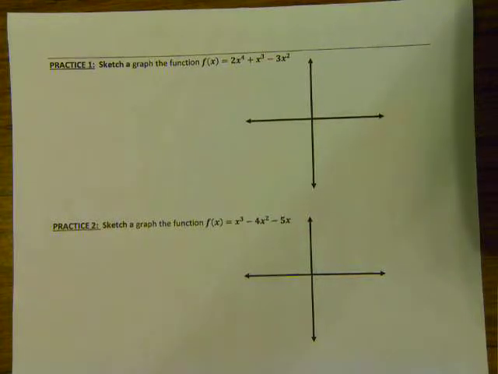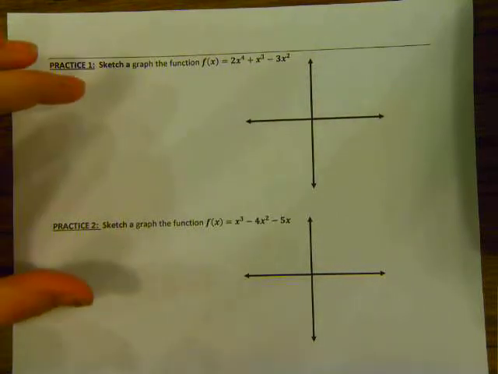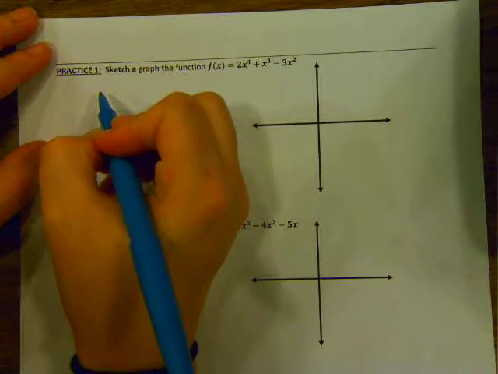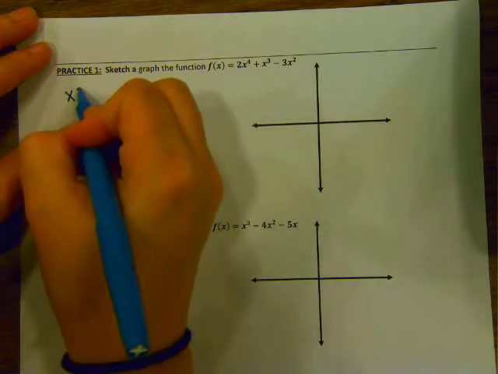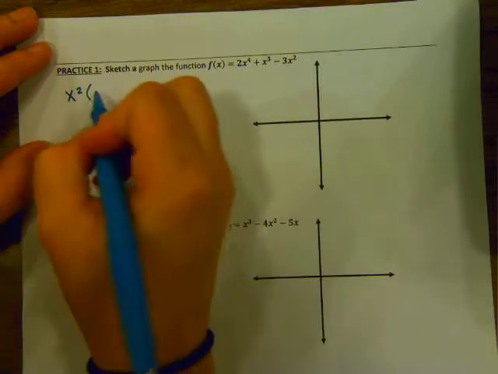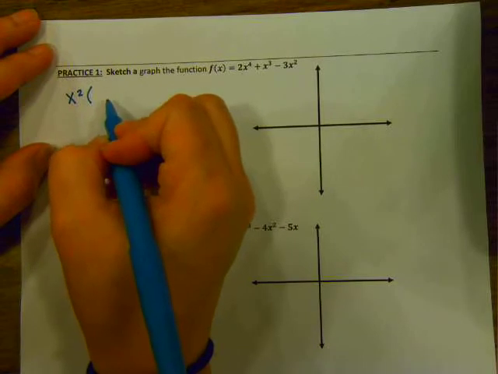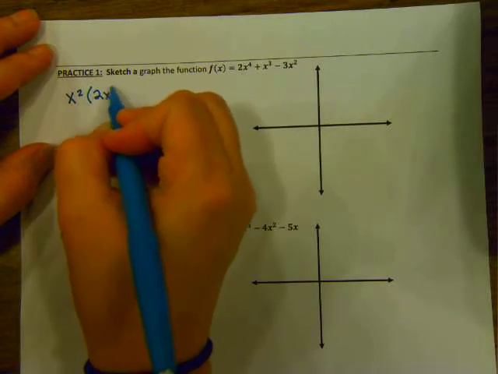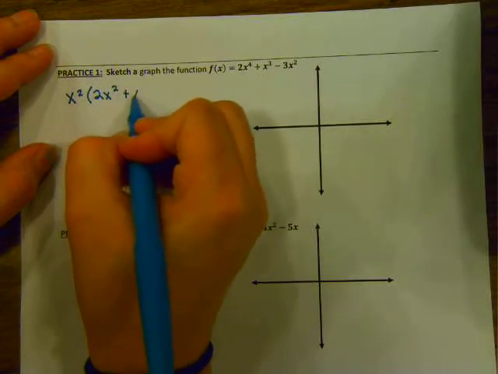Okay guys, hopefully you tried your best on this practice here. Let's go through and see how we do. 1 and 2, you have to use factoring. So first thing I'm going to do is GCF, which is x squared. And then I'm going to take it out. And then that's going to leave me with 2x squared plus 1x minus 3.